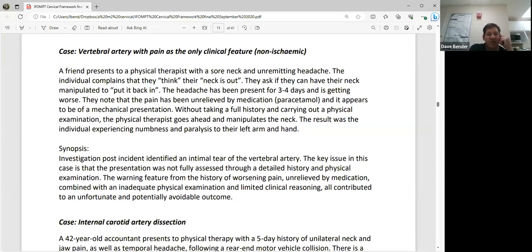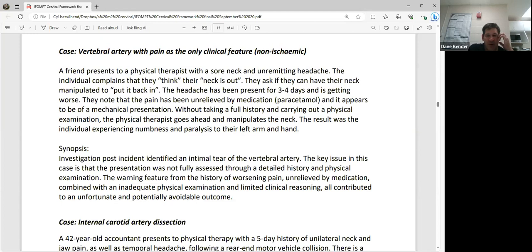And it's kind of a classic one too. A friend presents to physical therapy with a sore neck and unremitting headache. The individual complains that they think their neck is out. They ask if they can have their neck manipulated to put it back in. The headache at present was present for 3 to 4 days and getting worse.